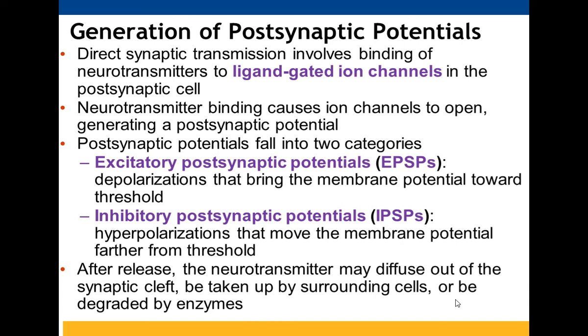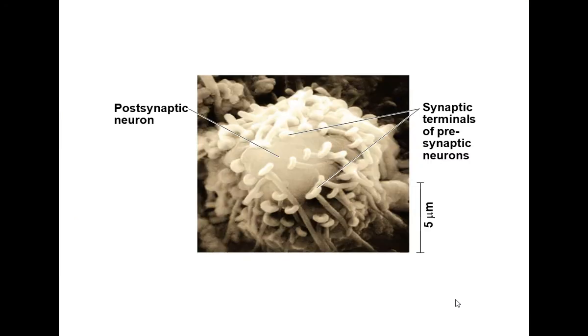So feedback. After release, once the transmitter has been diffused out of the synaptic cleft and taken up by the cells, it can be used to help to generate more of these postsynaptic potentials, or it can be broken down by enzymes.